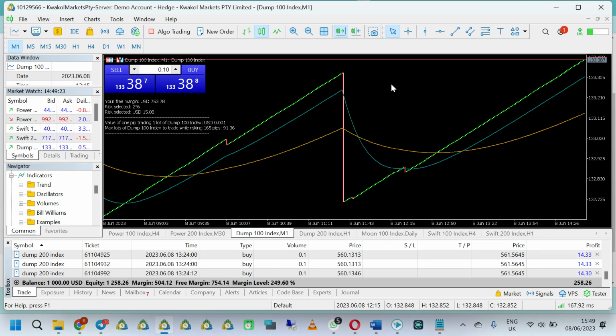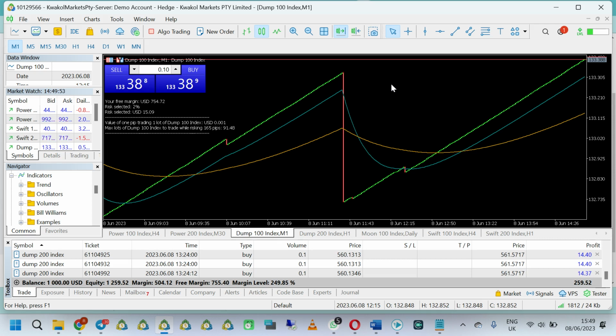All right, welcome guys. So today I will be looking at the power index that is offered by Quaco Market. Now, Quaco Market is another brokerage firm that actually introduced synthetic indices. Their synthetic indices are somewhat similar to Deriv's synthetic indices. You know what synthetic indices are? They are computer-generated instruments that are simulated from the normal indices.